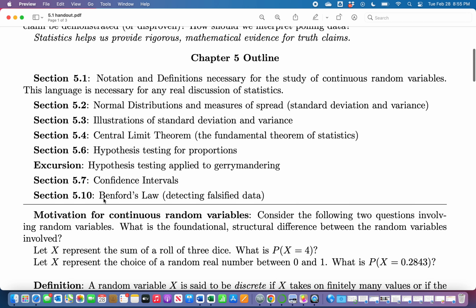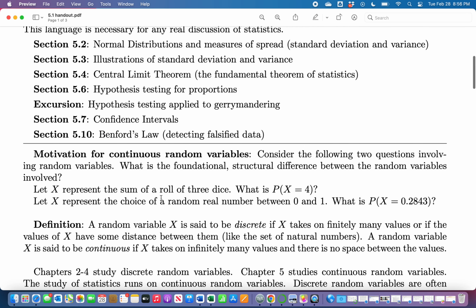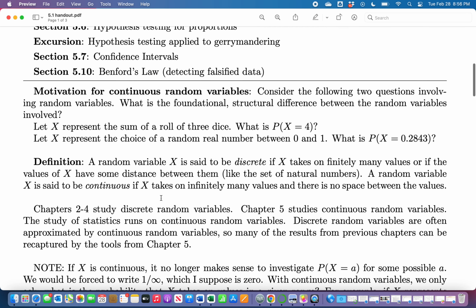And then finally, we'll end with a pretty cute application, something called Benford's Law. This isn't foundational to statistics or something, but it is super nice. And it's something that's commonly misunderstood in quite obnoxious ways. So that'll be a fun way to end. So that's what the chapter is about.